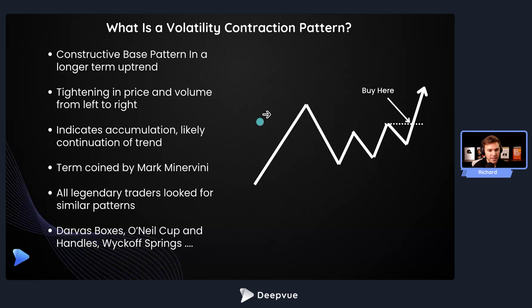That's key. And basically what the VCP is, you've got that prior uptrend, then you see a base start to form, and then we see contraction in both price as well as volume, which will be doing kind of the same thing from left to right within the base.